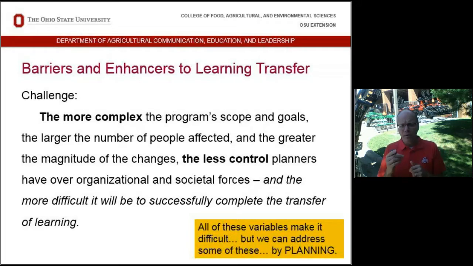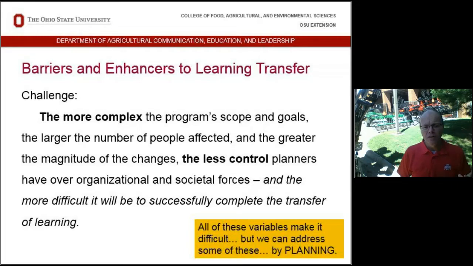and I don't remember if I talked about this last time, the Caffarella model of complexity. The more complex the scope and the goals, the larger the number of people affected, the greater the magnitude of the changes, and the less control the planners have over the organization or the societal factors where you're working, the more difficult it's going to be to successfully transfer that learning. These are things you need to think about. However, we can mitigate those with program planning.